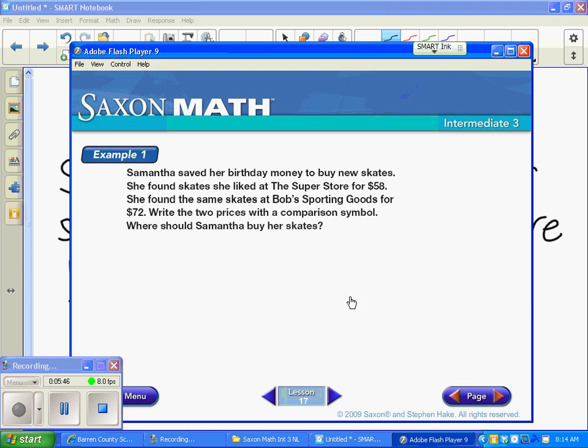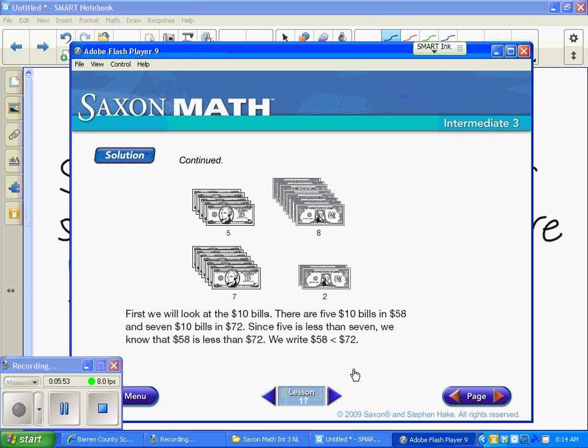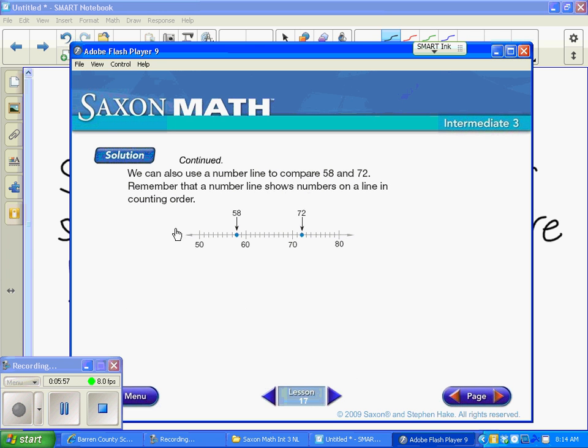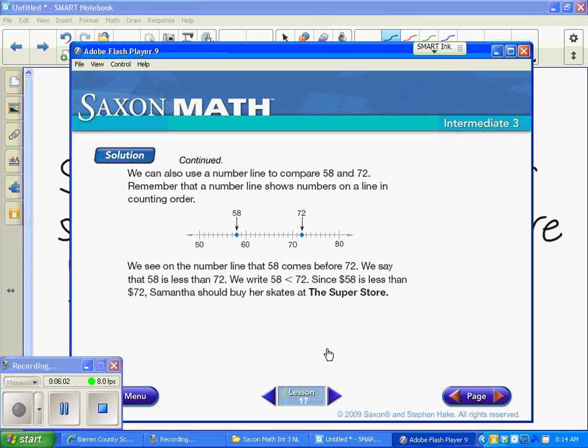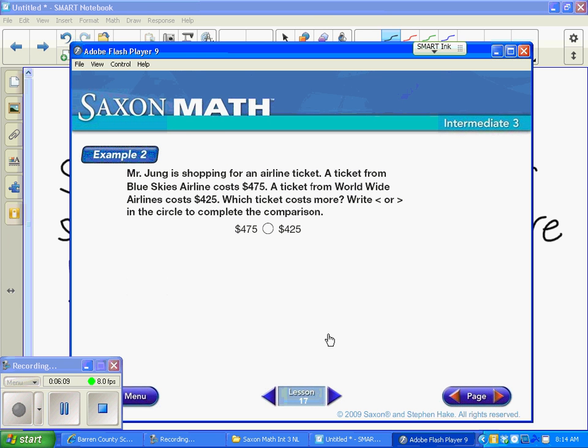All right, let's keep going. They actually drew it out. I don't think you guys need that. You know that 72 is a larger number than 58. And they even showed us on a number line. Okay? That's more proof. Do you always have to give proof with your answer? Yes, it's always a good thing. Now, turn the page and find example 2. And track right along with me. Use your index finger.